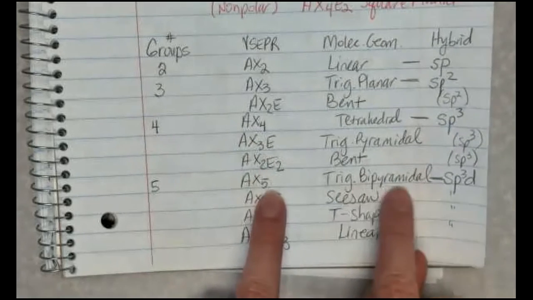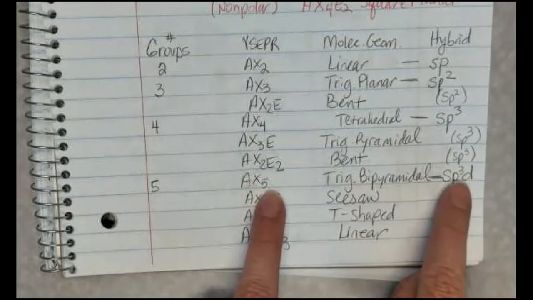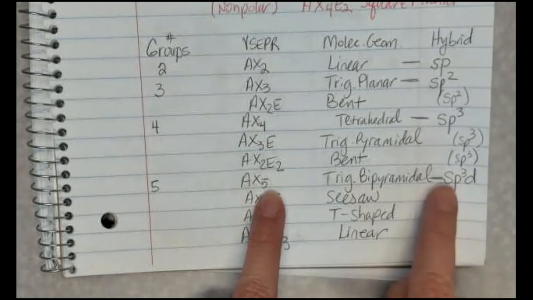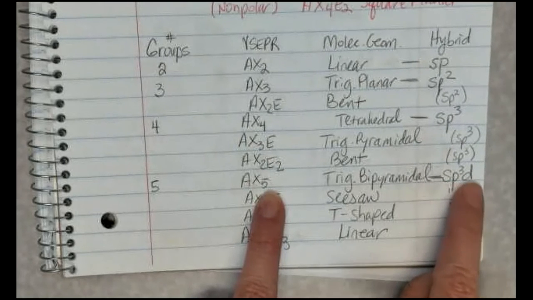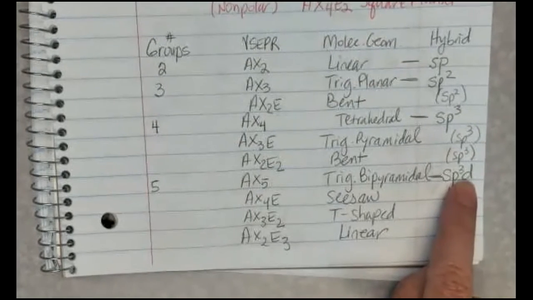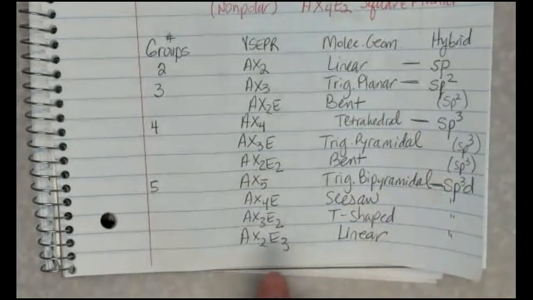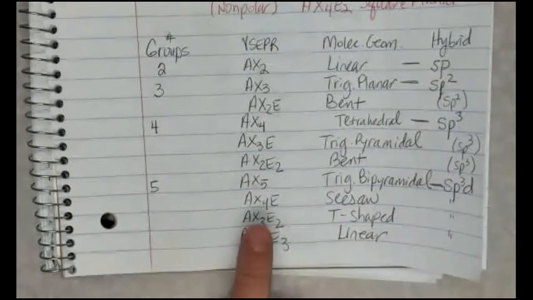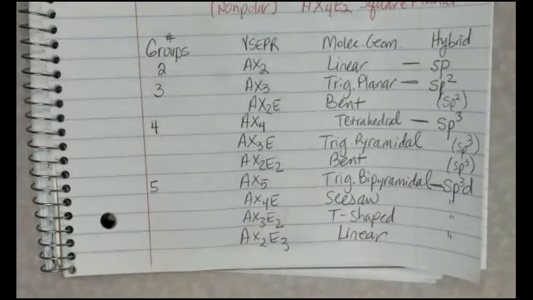Now, when we get to the AX5, we've had to expand the octet. We need five sites. So an S, three Ps plus a D. So there's my five total sites. So we're bringing in a D orbital for the hybridization. And again, that would be the same orbital hybridization if you had seesaw, T-shaped, or linear.